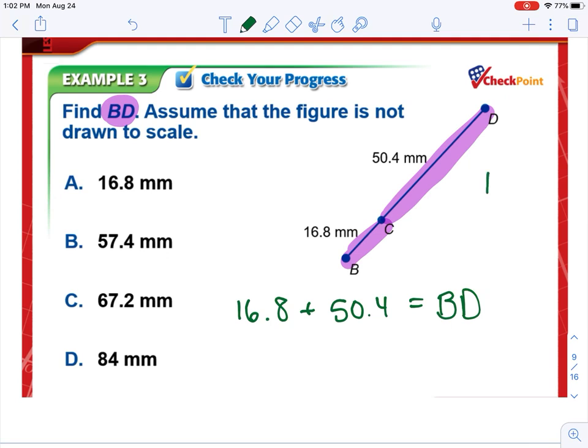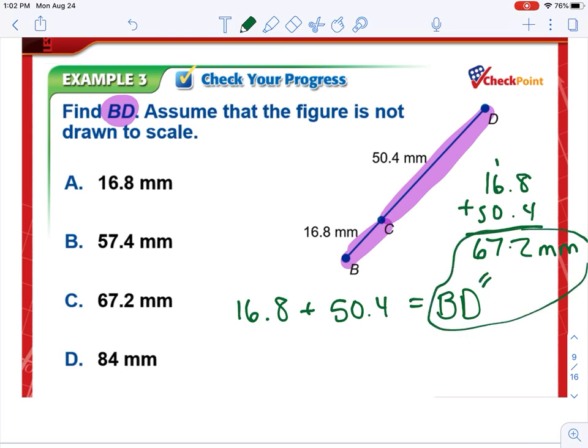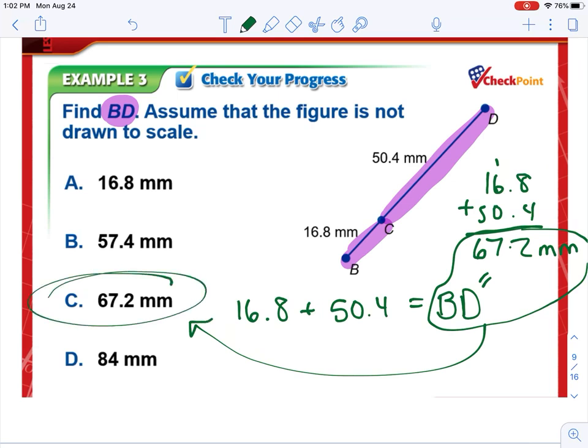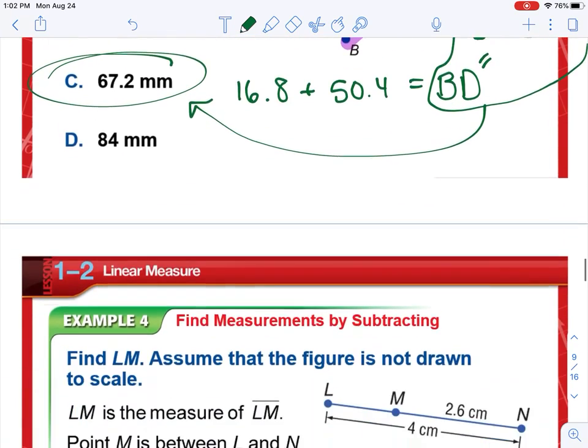Go ahead and solve these. You might be able to do this in your head. I'm going to go ahead and write it out. Should be 67.2 millimeters equals BD. And that is solution C. All right.